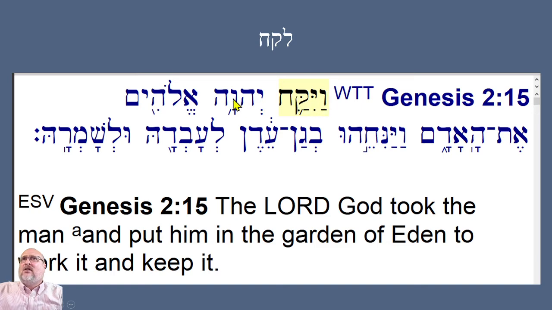So, vayikach, and the Lord God took the Adam and he rested him in the Garden of Eden to work her, so garden, and to guard her. That work and guard be exactly what the Levites are supposed to do with the temple later. So this is presenting the Garden of Eden as a temple. So the Lord God took the Adam and rested him, made him rest in the Garden of Eden to work it and to guard it.